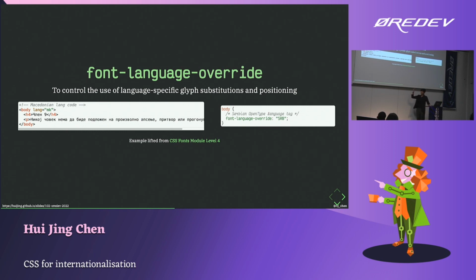What can you do? You can use font-language-override. If you set font-language-override to SRB, which is the language code for Serbian, the browser will know to render the text with Serbian typographic conventions, but still recognizes that this content is still Macedonian. So I think this is a pretty useful feature as well.